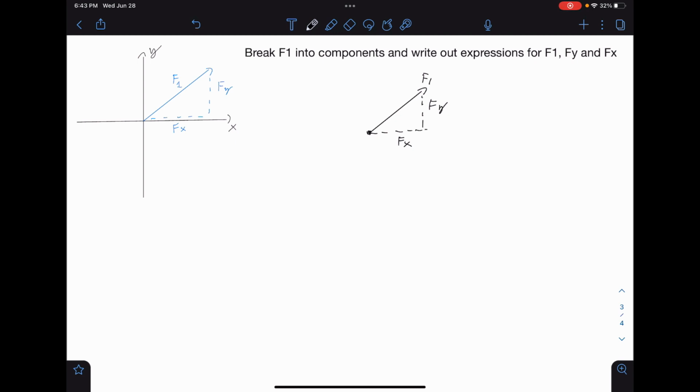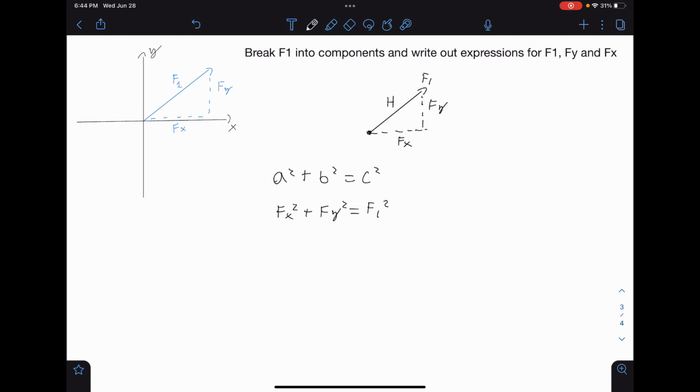So F1, we could write an expression for no problem, because we know the Pythagorean theorem is a squared plus b squared equals c squared, right? And this being the hypotenuse and also c in our formula, we can just easily do that, right? So let's write an expression for F1. So using a squared plus b squared equals c squared, we know that Fx squared plus Fy squared is equal to F1 squared. This is how we find magnitudes for our vectors.